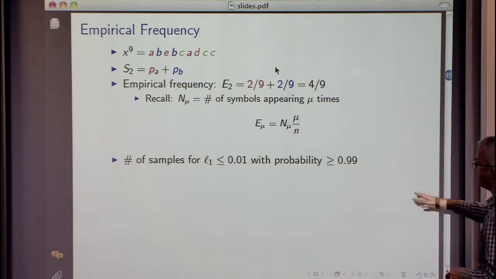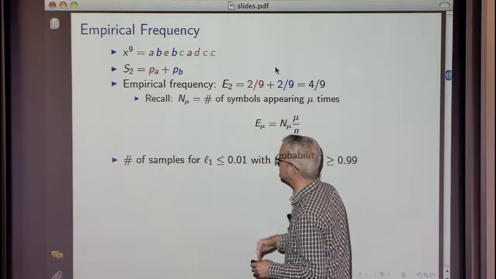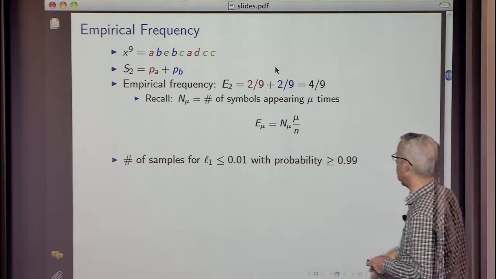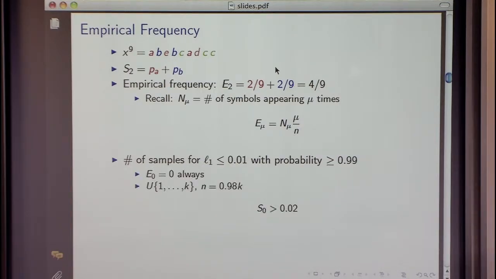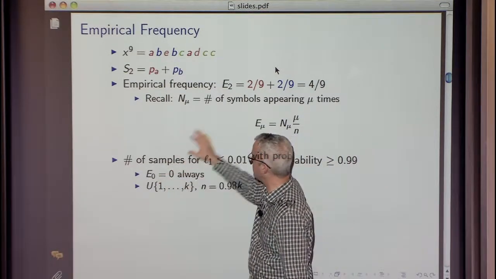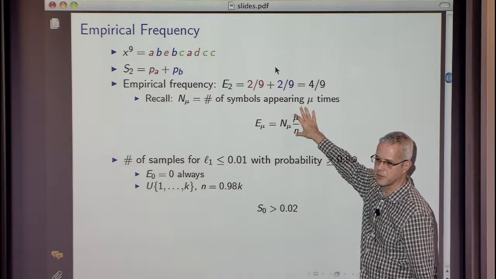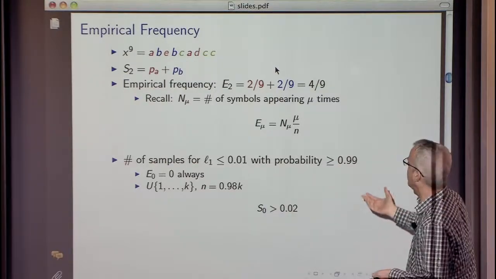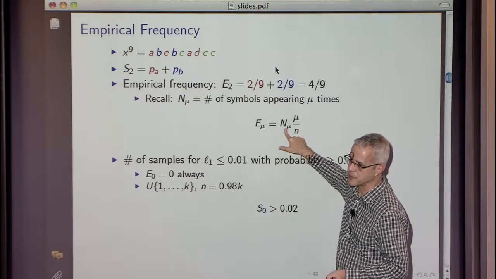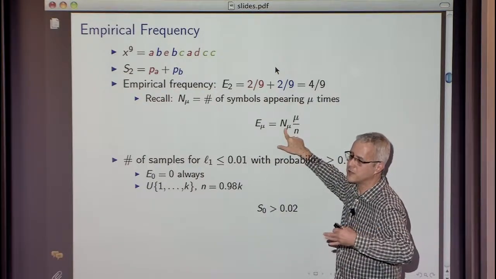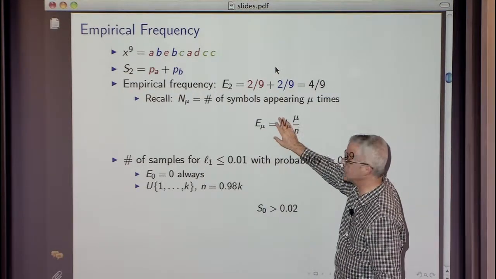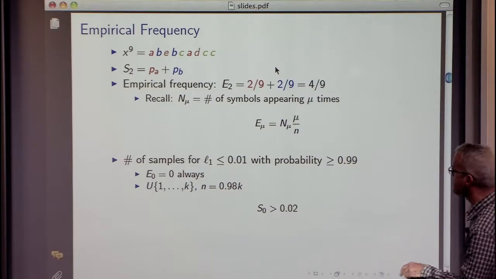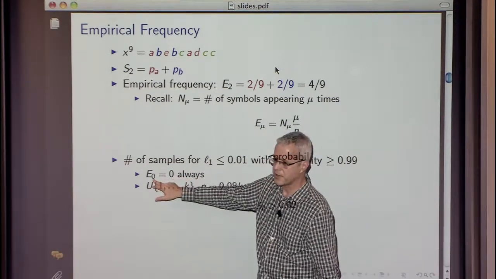So the question is, for example, if you want to ask how many samples you need to get to L1 distance of at most 0.1 with some high probability, then you notice that empirical frequency will always give 0 probability to 0. Because you say, what total probability does empirical frequency give to 0? It's going to be 0 over n times the number of elements that appear 0 times. In reality, maybe you don't even know what this number is because you don't know the alphabet. But whatever it is, you multiply by 0 and you get 0. So empirical frequency always gives 0 to things that appear 0 times.